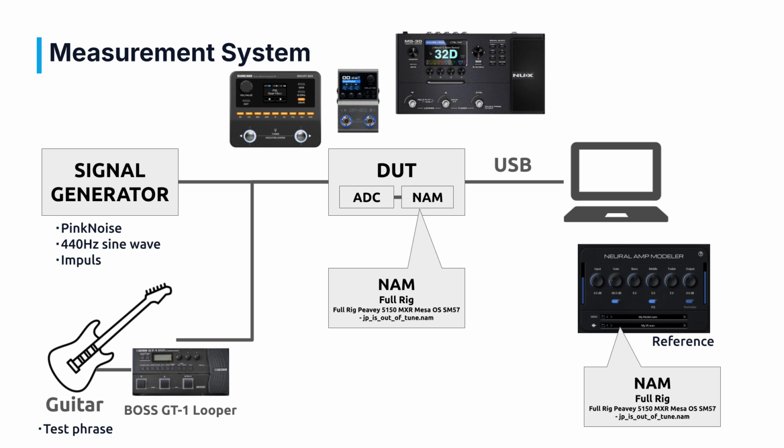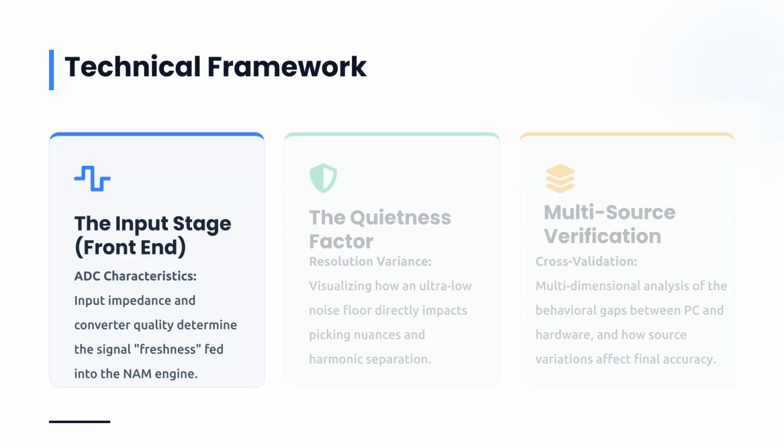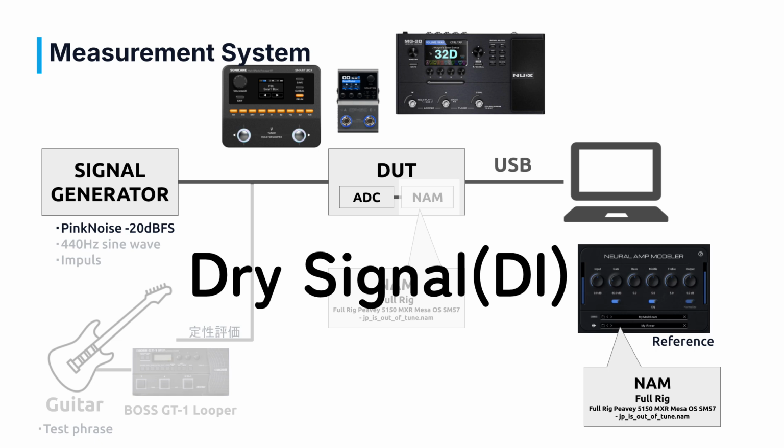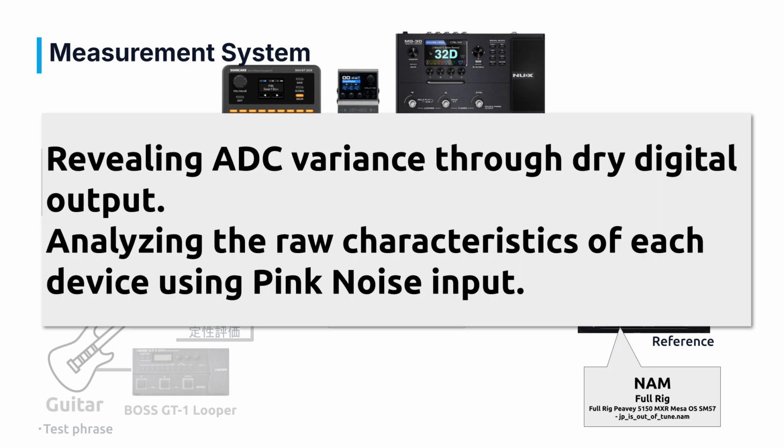Everything is recorded digitally via USB to eliminate any extra analog coloring during recording. First, ADC, analog to digital converter characteristics. I sent -20 dBFS pink noise from the GT-1 into each unit. All effects blocks are off. We are capturing the dry signal pink noise. Hotone unit set to master 80. MG-30 has no digital master control.